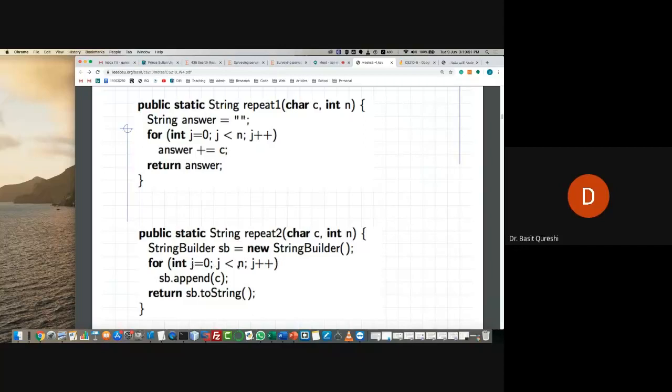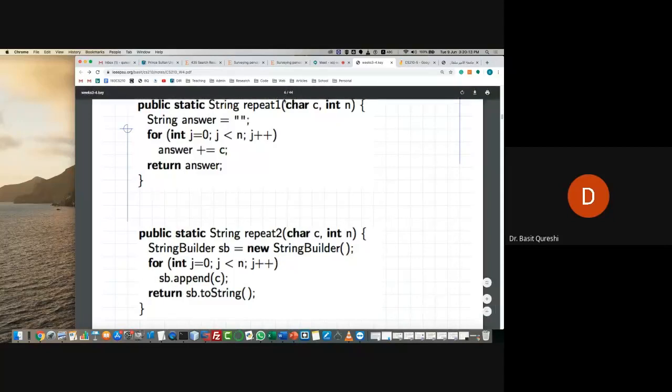Run the loop from 0 to n, and inside this we're doing sb.append. sb is the object of StringBuilder, and we're appending the character c within this. Once the loop is finished, we're going to convert this sb object to a string, and return the string. So the inputs are exactly the same. The output is exactly the same. This is returning the string, this is returning the string, but the internal logic is different. Okay? Internal logic is different.